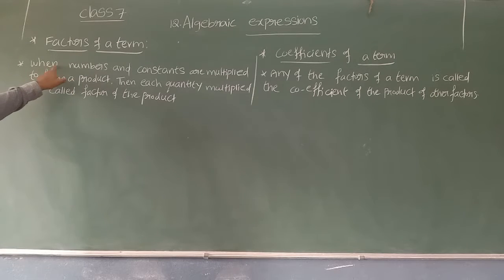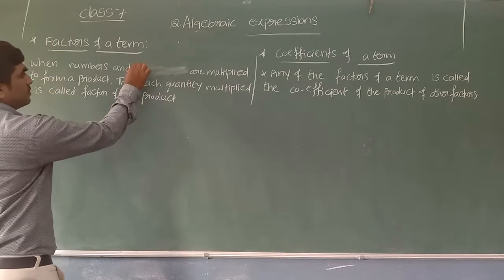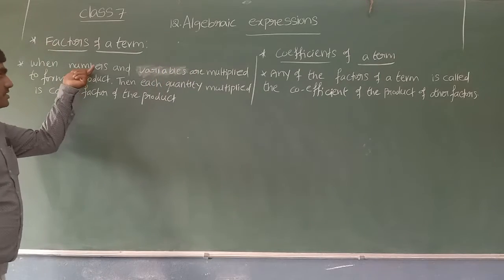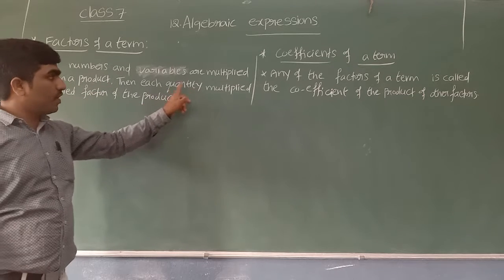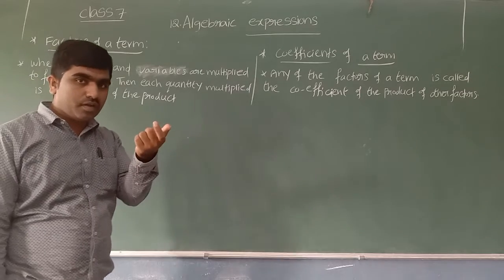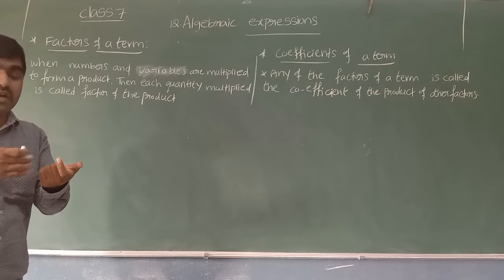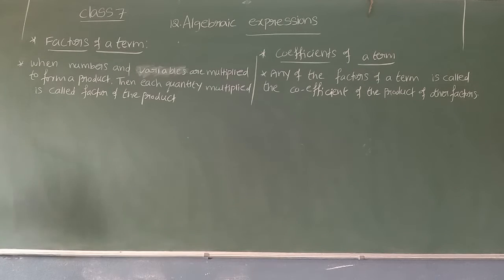Let's see now. When numbers and variables, sorry, not numbers, constants. Numbers are nothing but constants. So when constants and variables are multiplied to form a product, then each quantity multiplied is called a factor of the product. To get a term, we write it as a product, and each quantity in the product is called a factor of the total product itself. I will make it clearer with the help of an example.